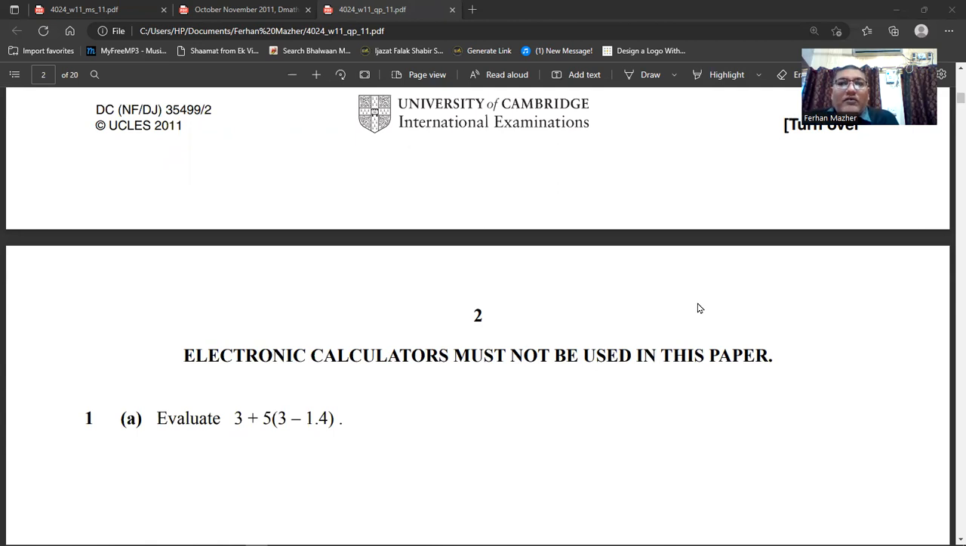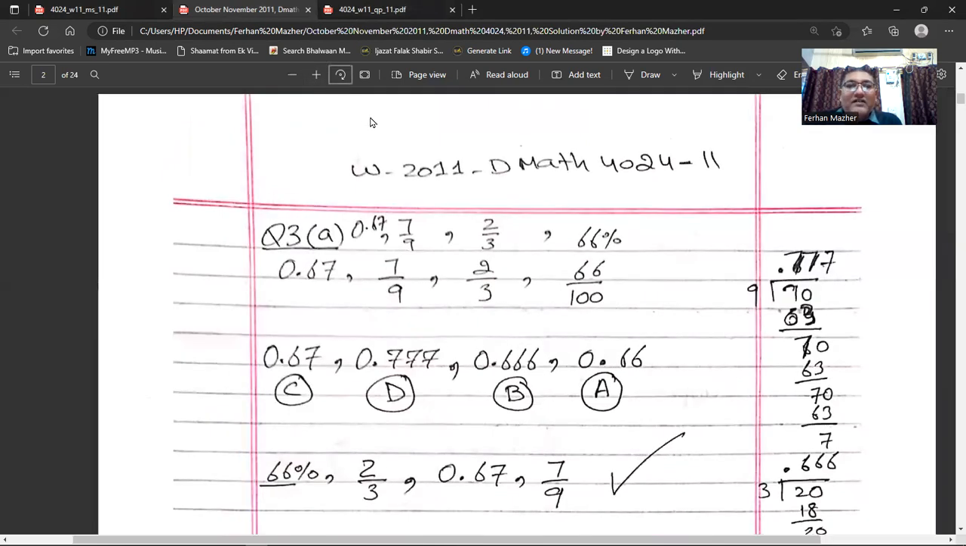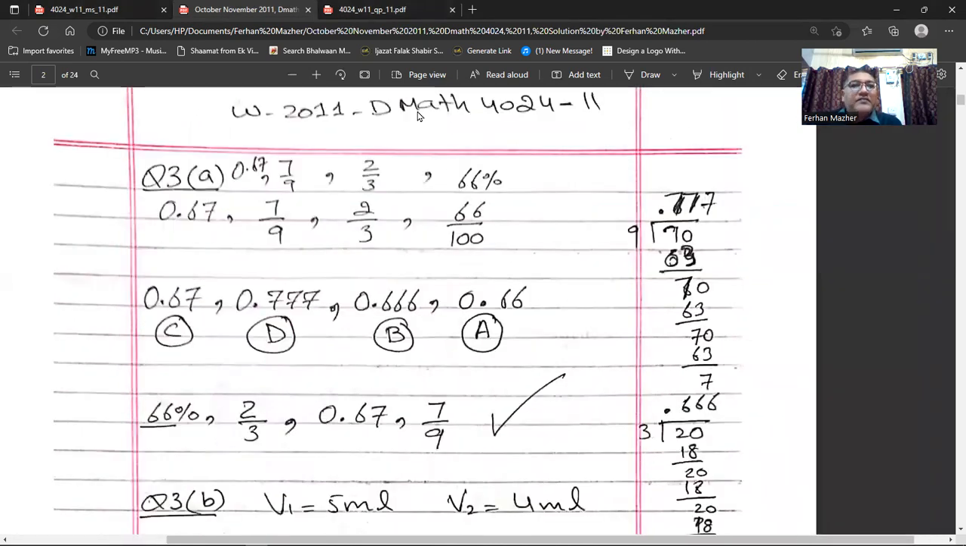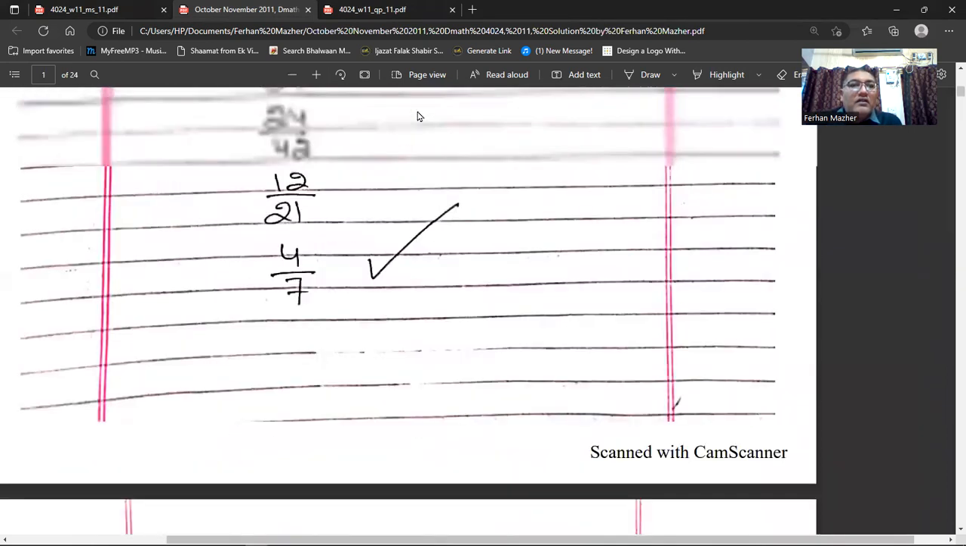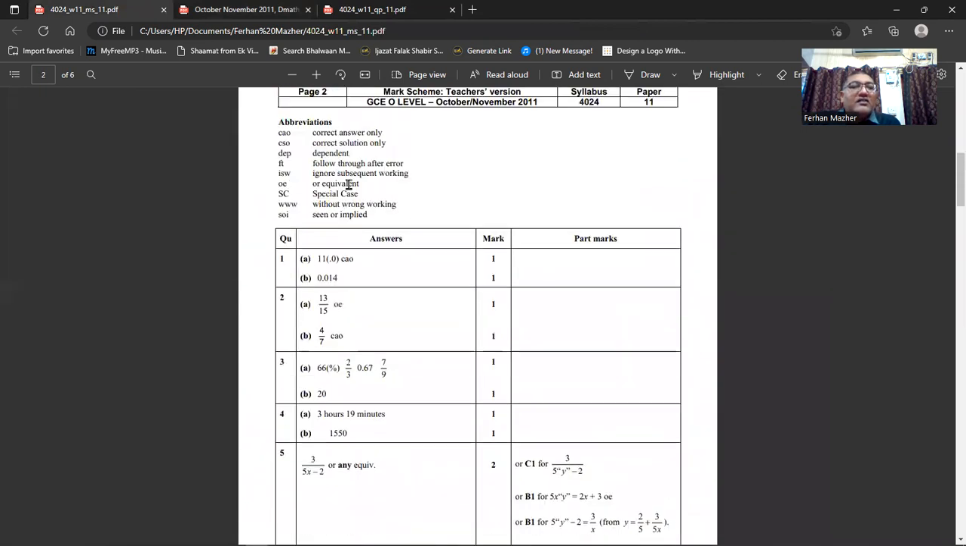First of all, we will solve inside the bracket. So first of all, the 3 minus 1.4 will be done, and then you can proceed. So 3 minus 1.4, that will be 1.6. So 3 plus 5 bracket 1.6 bracket close. When you multiply 5 with 1.6, it will give you 8. So 3 plus 8 will be 11. So 11 is the answer.